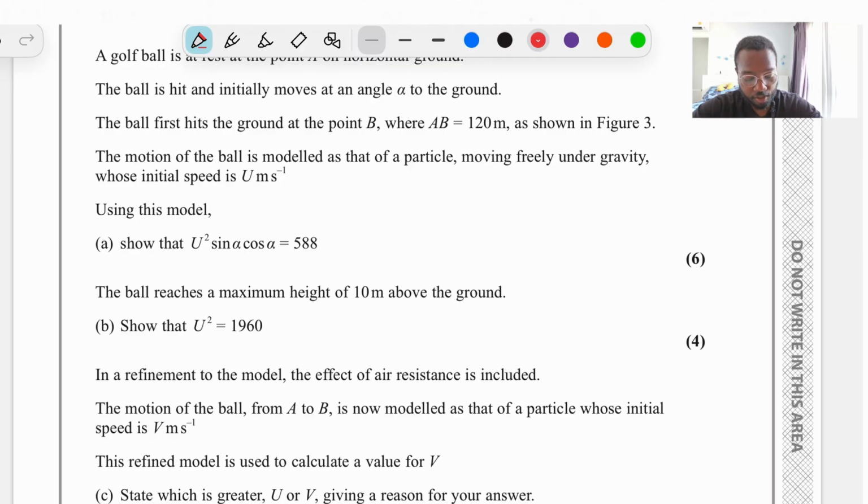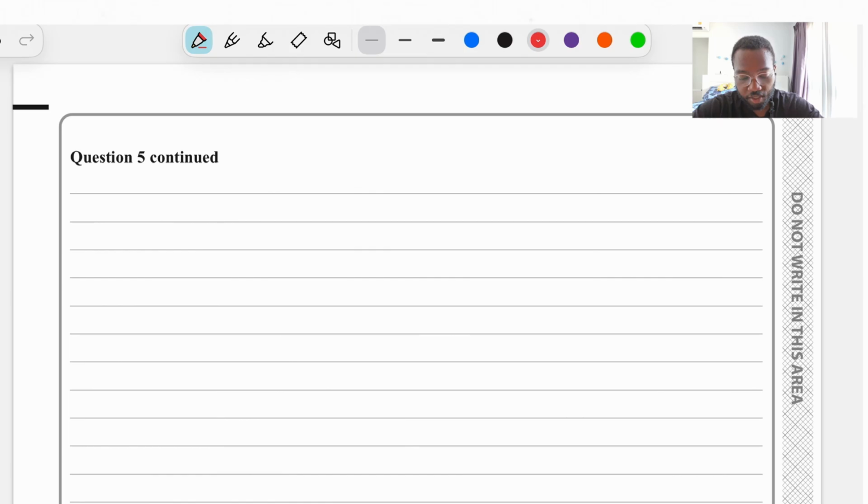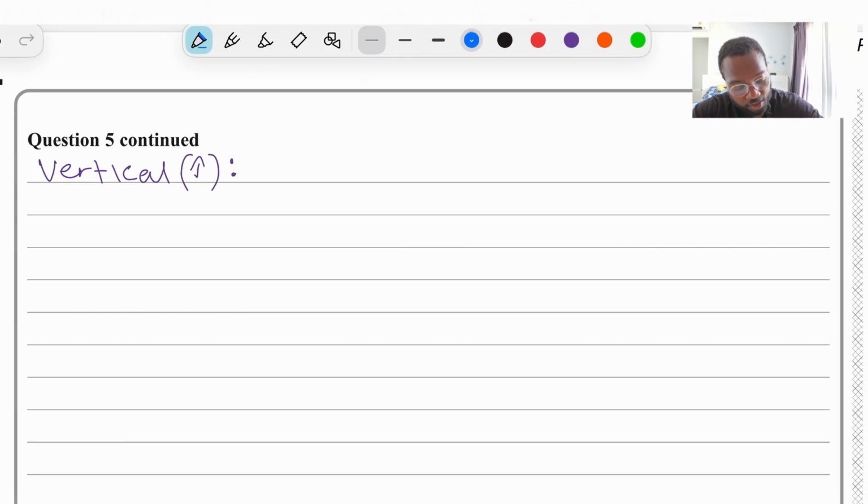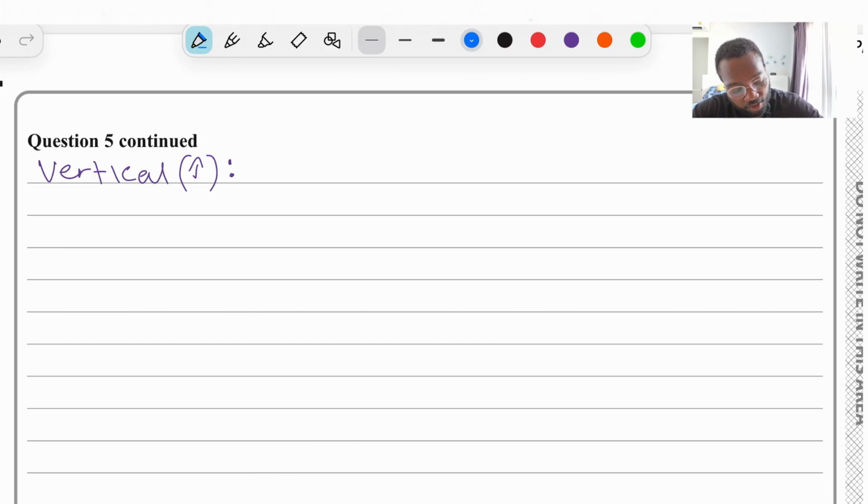So if I do this on this question here, again, we're going to look at the vertical component, okay? And we're going to consider the upwards being the positive direction. So if we look at it this way, we're told now that we reach a maximum height of 10 meters, okay? So therefore, in this case, our displacement would be 10. Our u would stay the exact same. So our u would still be u sine alpha.